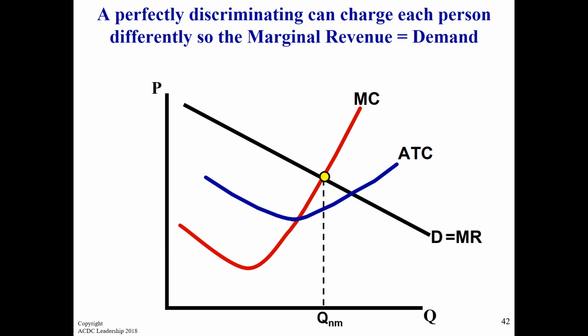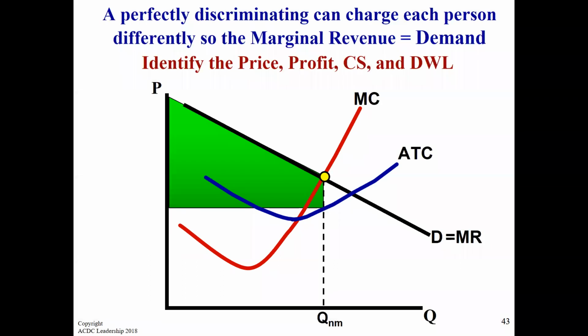Now, the profit box, MC to ATC and across. Look how much profit this thing makes. That whole green is profit. So, price discrimination increases profits, increases quantity, no consumer surplus, no dead weight loss. Okay? We got more quantity and we're making more money, no consumer surplus.